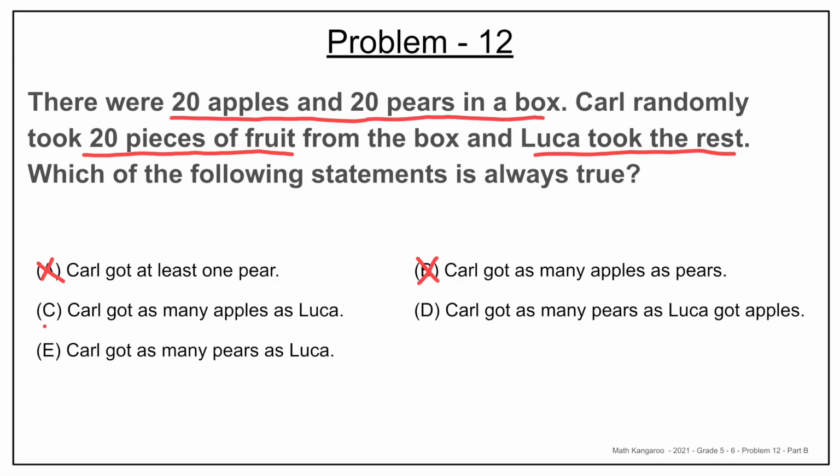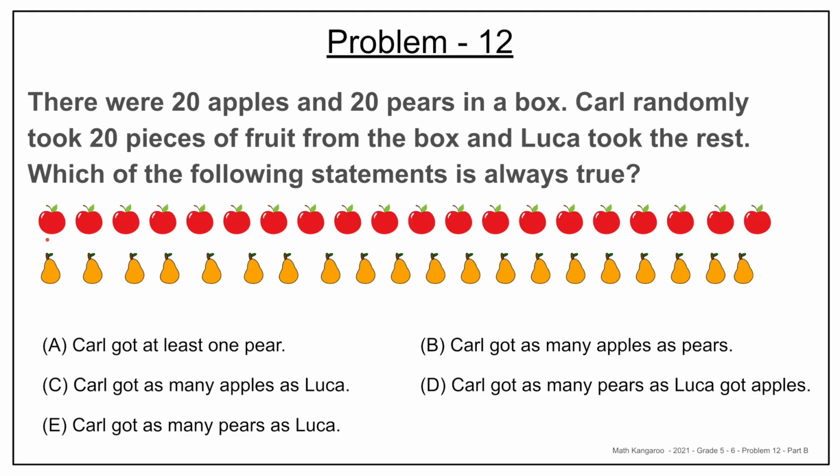Option C. Carl got as many apples as Luca. Again, not always true. If Carl took 14 apples, Luca got 6 apples. So apple counts can differ. So option C is not our answer. Option D. Carl got as many pears as Luca got apples. This could be our answer and let's prove it.